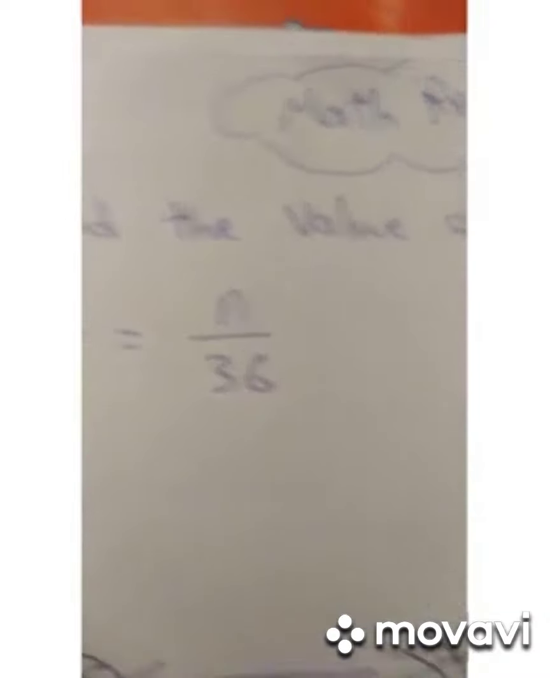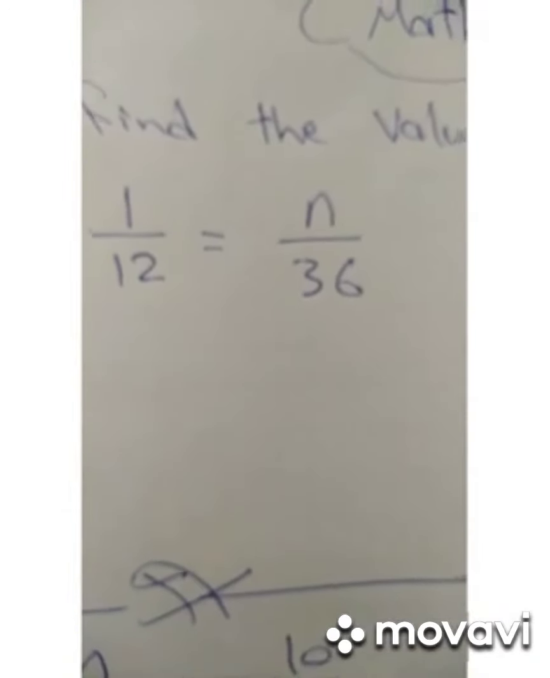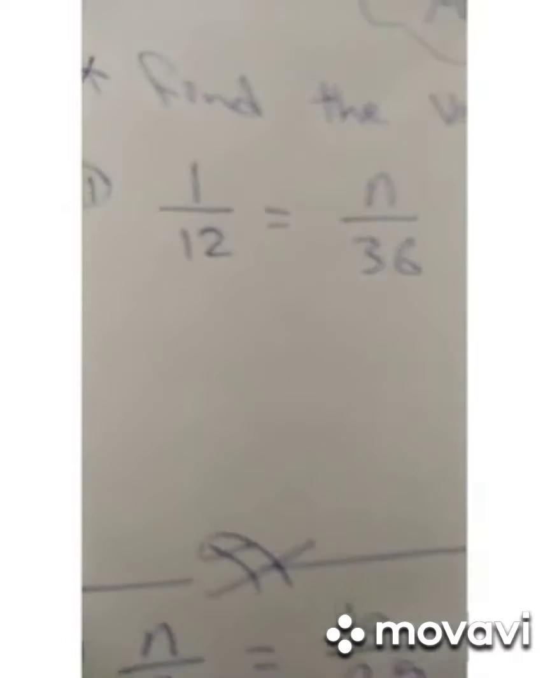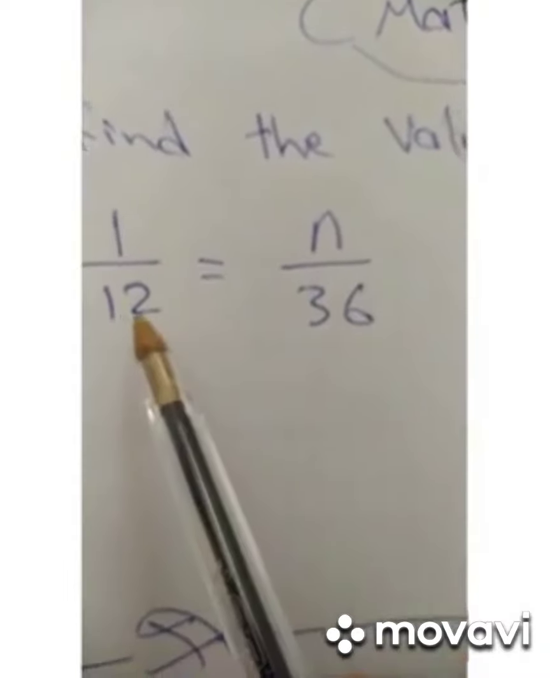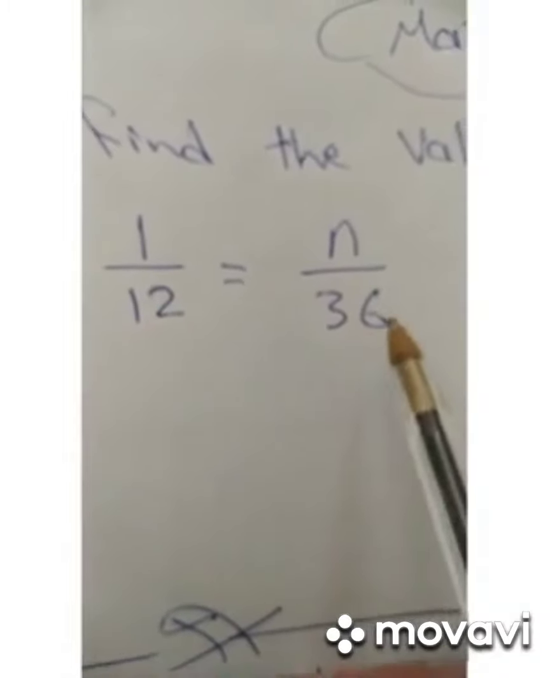Example number one, find the value of n. Okay, we have two equivalent fractions: 1/12 equals n over 36. Look at the two denominators. Are they like denominators? No, they are different. We have to unify the two denominators.